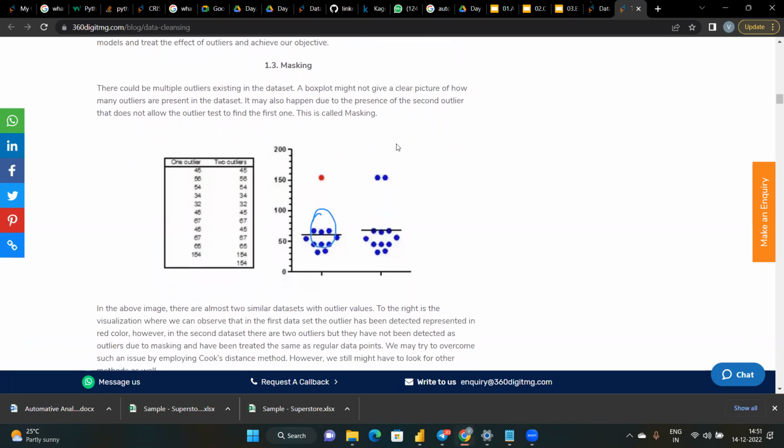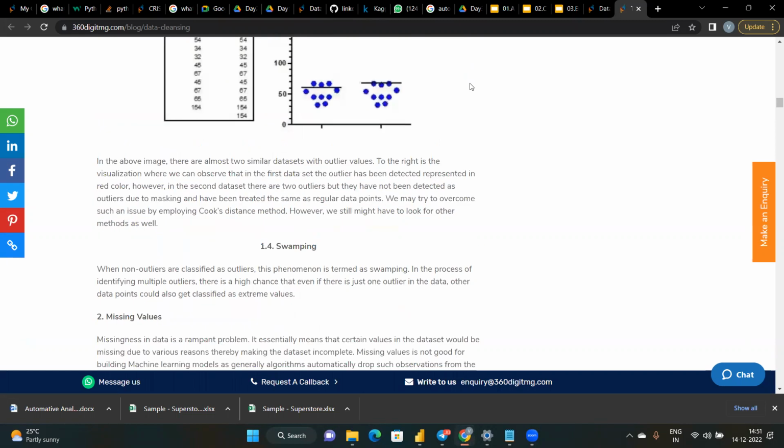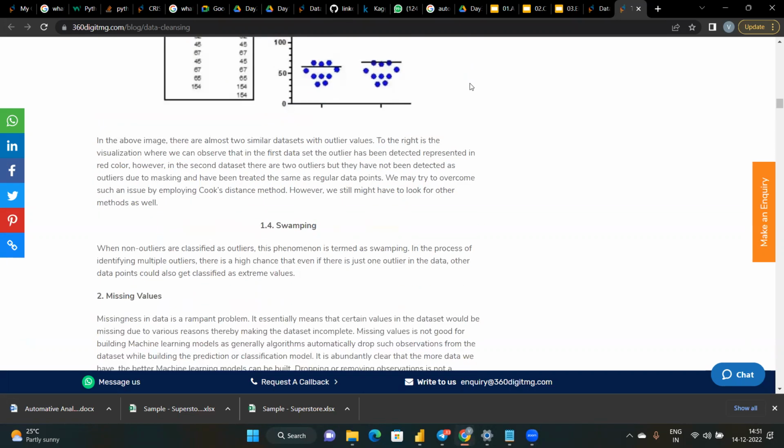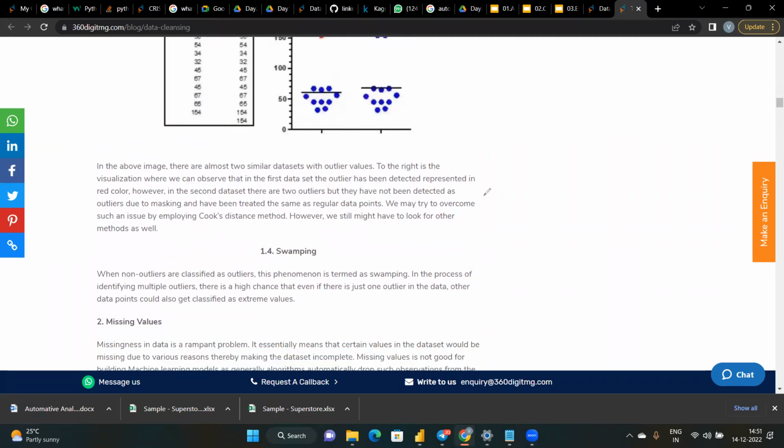So you can see swamping, the next topic. What is swamping? When non-outliers are classified as outliers, the phenomenon is called swamping. Here you can see an example. Let me say these are the data points which we have, but it is detecting these outliers as non-outliers. Swamping is the case of detecting non-outliers as outliers.